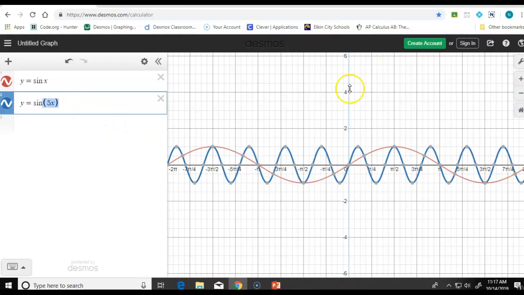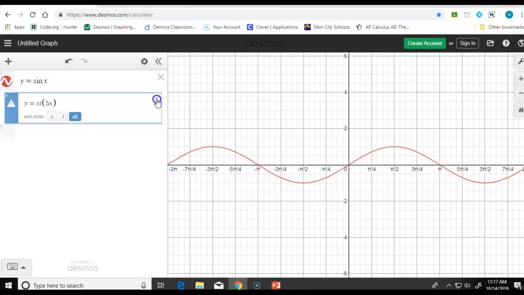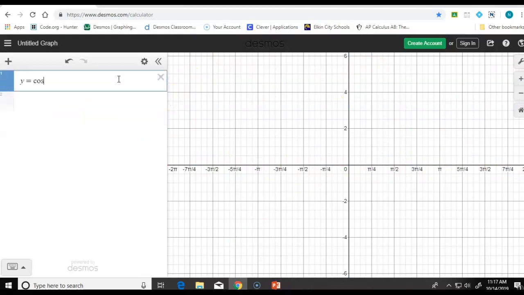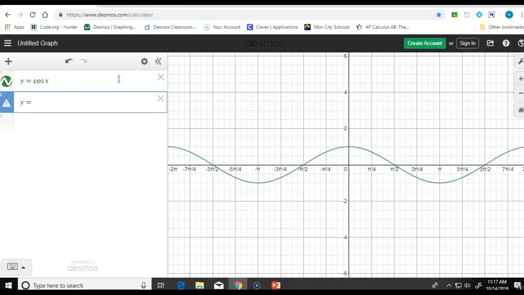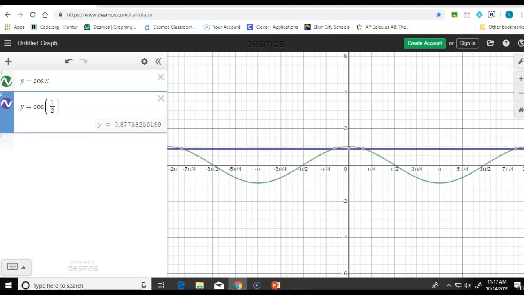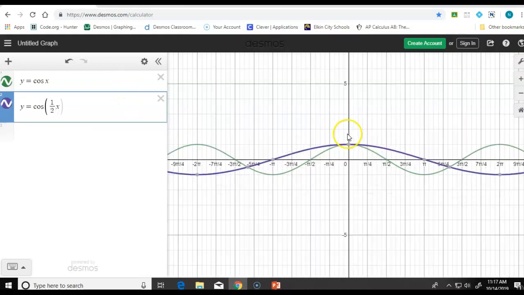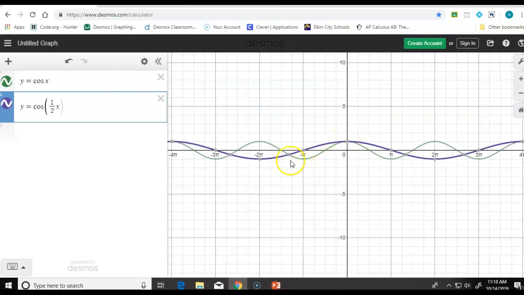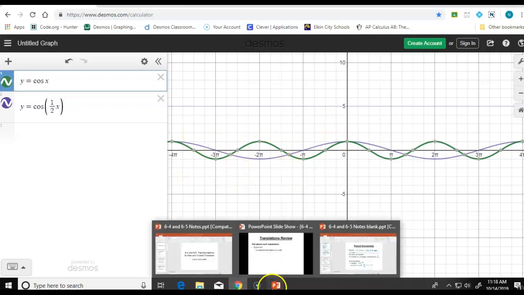If we do the same with our cosine graph, if we add y equals cosine x, y equals cosine of 1/2 times x. So let me zoom out some for this. The green graph is normal cosine, and you can see that purple graph has been stretched out, right? So it takes a lot longer to repeat itself here. So that's sort of what we're looking at in this case.